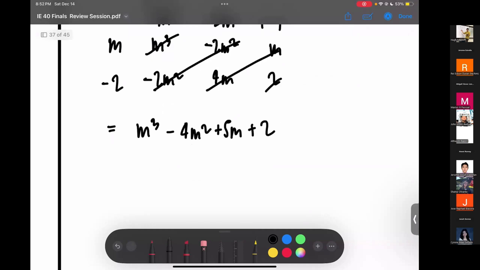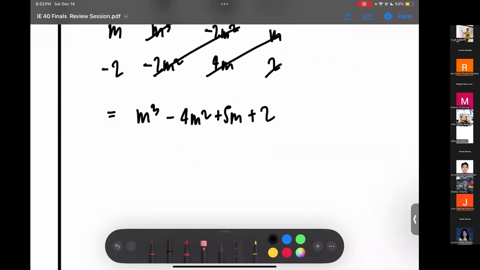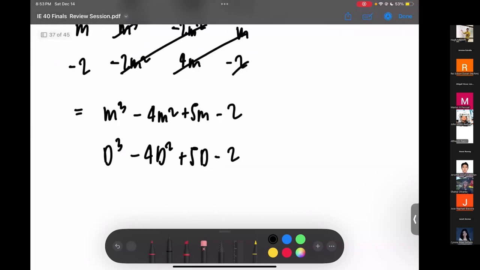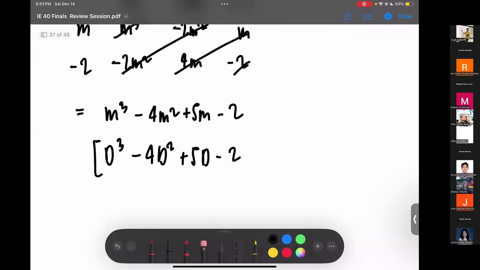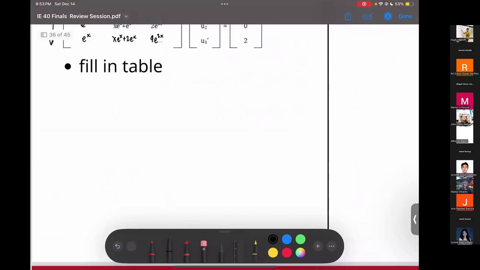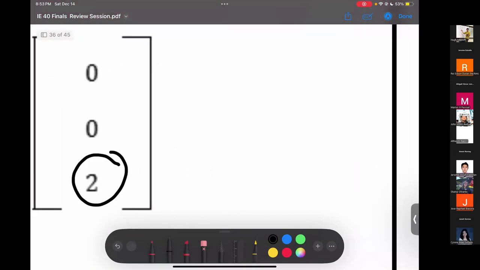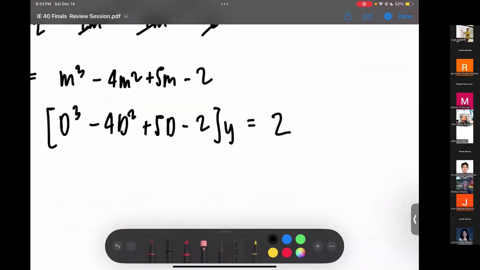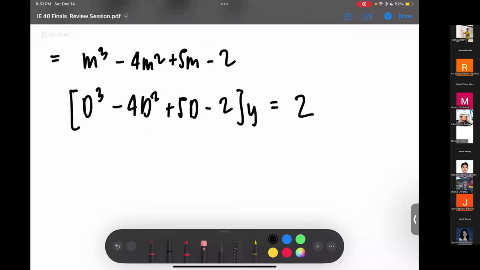So now, we can convert the m back into d, so you have d cubed minus 4d squared plus 5d, minus 2. Minus 2 pala, sorry. All multiplied by y equals what? Going back to the table, nakita natin na 2 yung coefficient dito, and that's the number on the right hand side, 2. So that's the almost final answer.